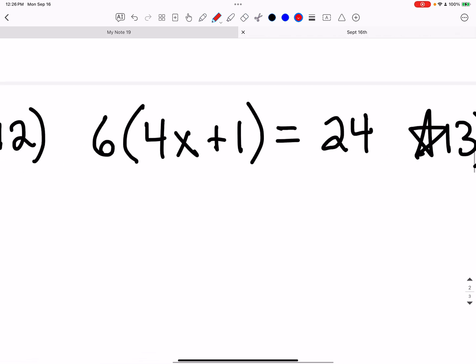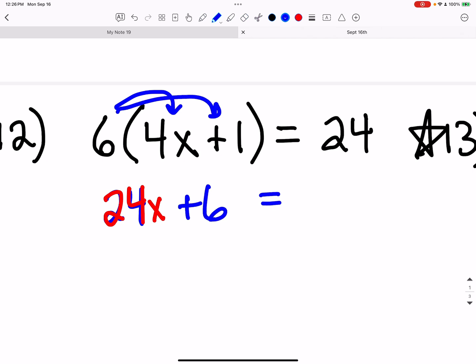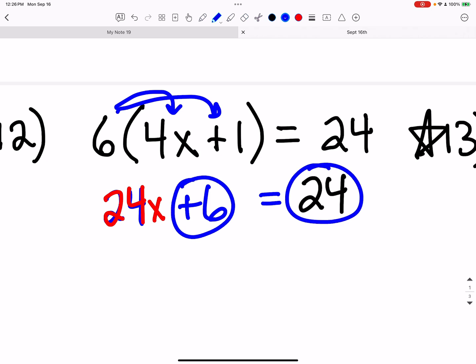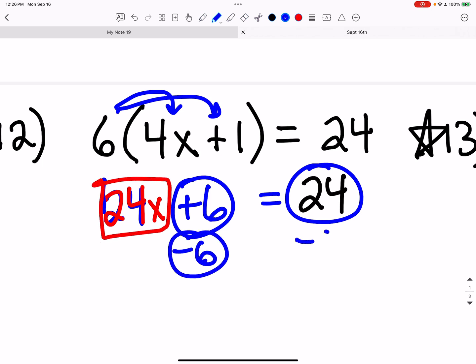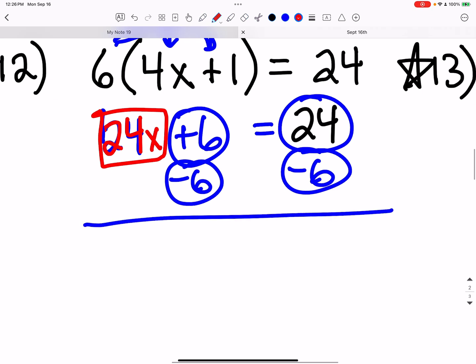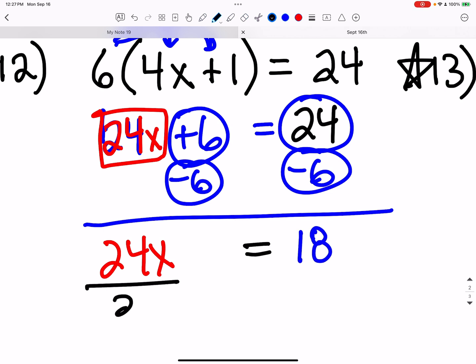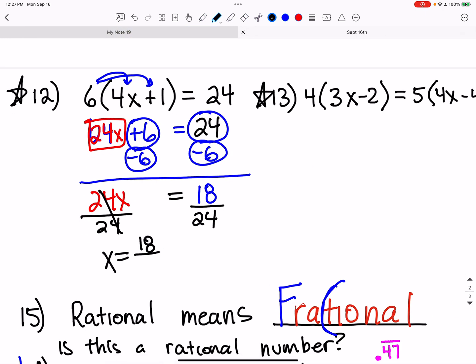Over here, let's go 6 times 4 is 24 x's. I should probably do those in red. 24 x's. 6 times 1 is plus 6 equals 24. This one's tough. So baby's, mine. Oops, mine. Let's get the baby's laundry out of my room and into the baby's room. And we get 24 x's equal positive 18. The positives win that by 18. We have to kill the 24, and x equals 18 24ths.